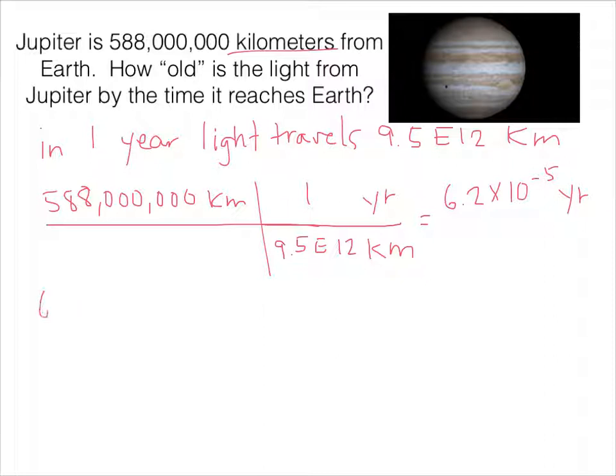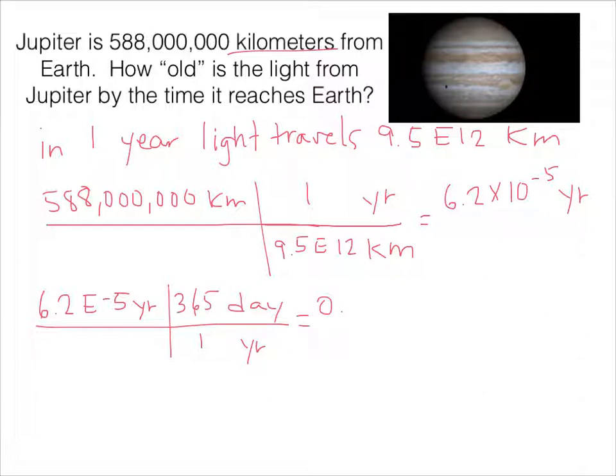So we have 6.2 e to the negative 5 years. If we want to change it into days, we put days in the top of our t-chart, years in the bottom, and in 1 year, there are 365 days. Well, this equals 0.022 days. Okay, well, that's better, right? It's not too small, but it's still, how much of a day is that? Is that a couple hours, a couple minutes, a couple seconds?